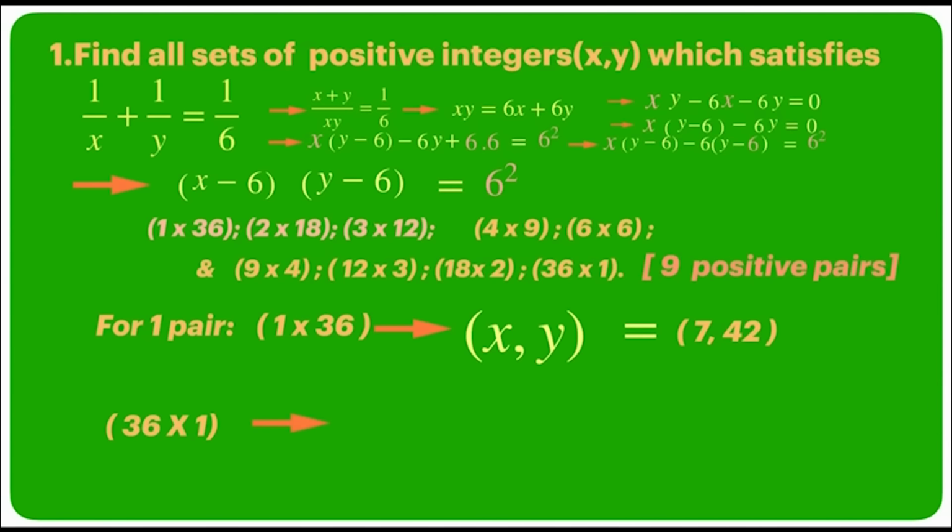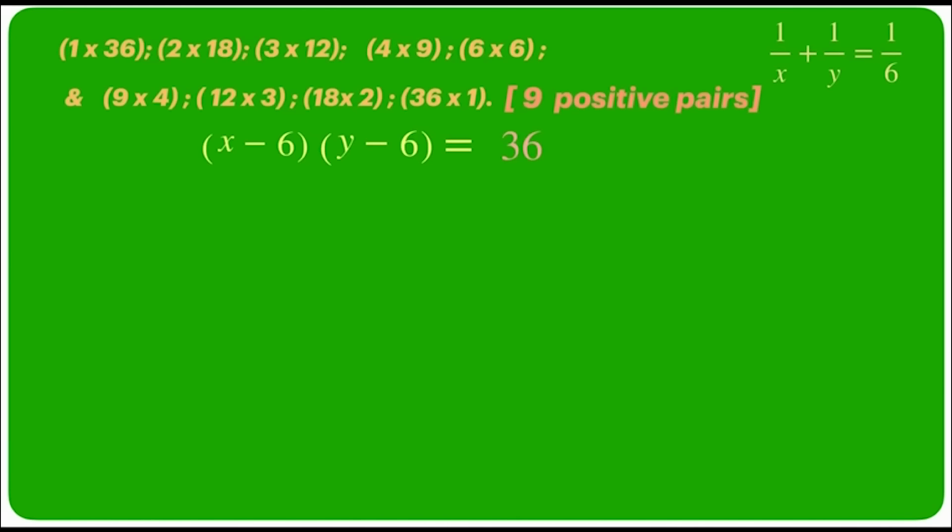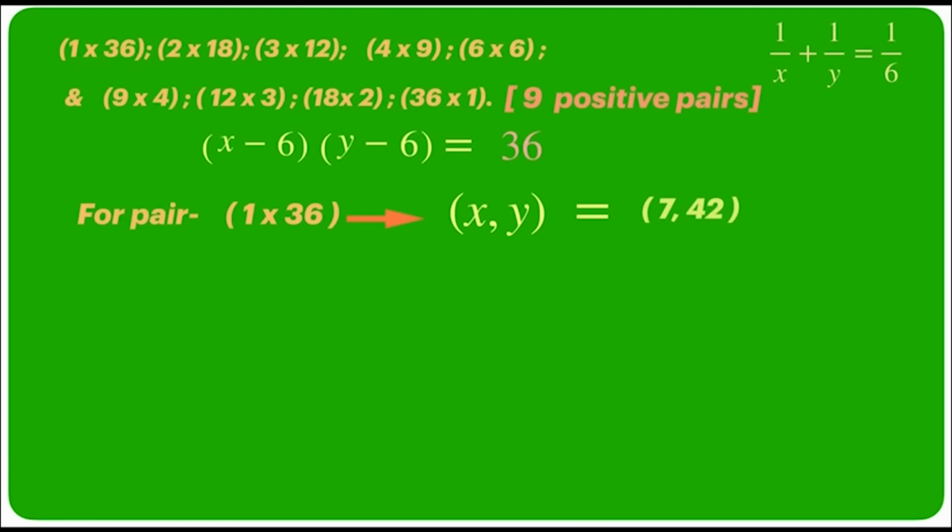And next, for the last positive pair of factors, that is 36 into 1, the value of x will be 42 and y equals 7, because 6 plus 36 equals 42 and 6 plus 1 equals 7. So for all the pairs of factors of 36, we can have several values of x and y. Now we can write down all the values of x and y for all the pairs of 36.